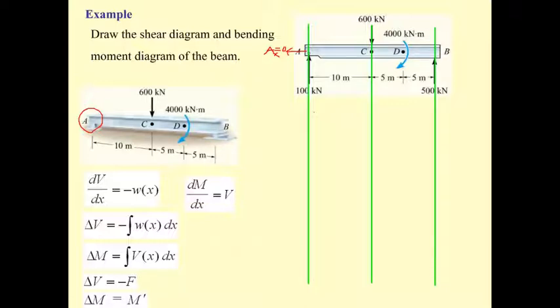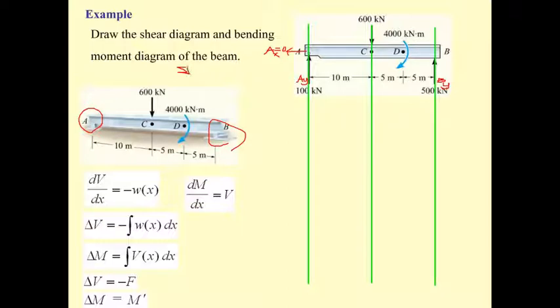And next we have B, and B is the roller support. So we have B sub y here, and over here we have A sub y. We can determine the values of A sub y and B sub y.